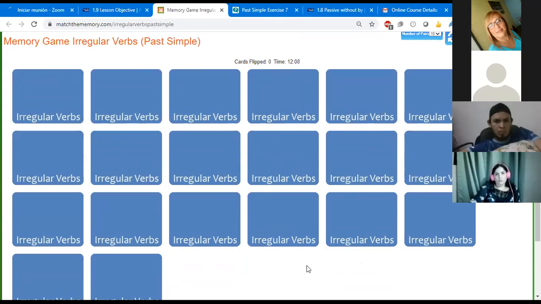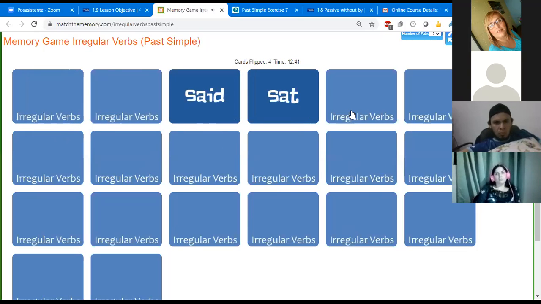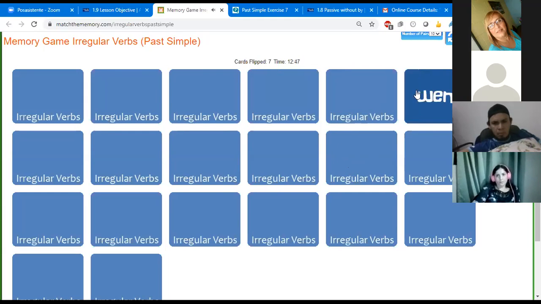Probably you know the verbs, and what I'm going to do is I will be flipping these, and then you have to remember where each one is. For example, is this the past or the present? Past. Of what verb? Think. So when we find think, you let me know, okay? If you see a match, let me know.